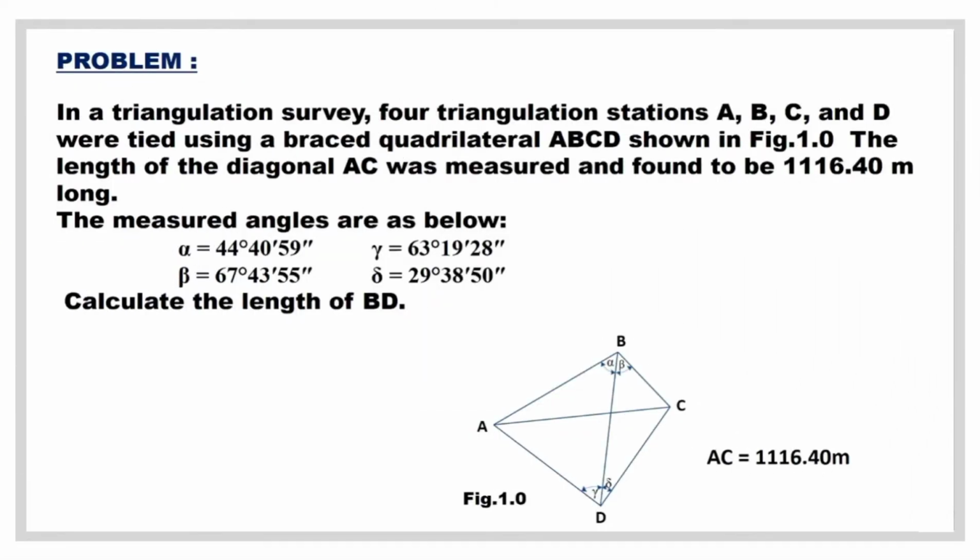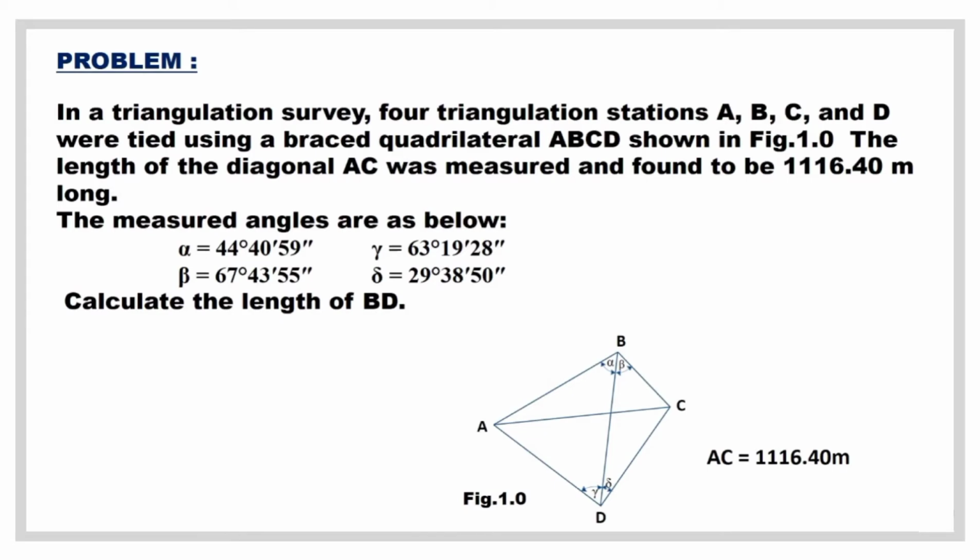In a triangulation survey, 4 triangulation stations A, B, C, and D were tied using a braced quadrilateral ABCD, shown in the figure. The length of the diagonal AC was measured and found to be 1,116.40 meters long. The measured angles are shown below.